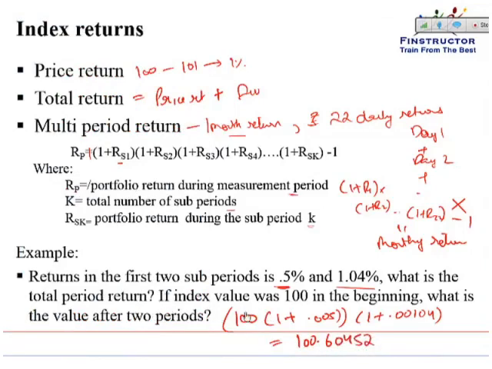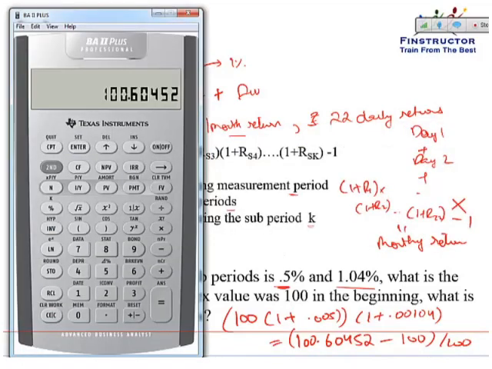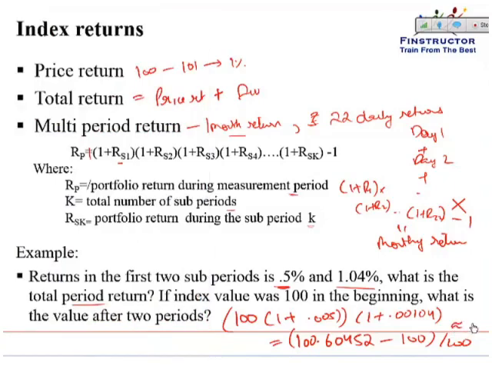And if you are to calculate the return, or the total period return, it can simply be calculated as 100.6042 minus 100 divided by 100. So once again, it will be the value at the end minus the beginning value divided by the beginning value. That is 0.00605, or approximately 0.6 cent. The return will approximately be 0.605%.